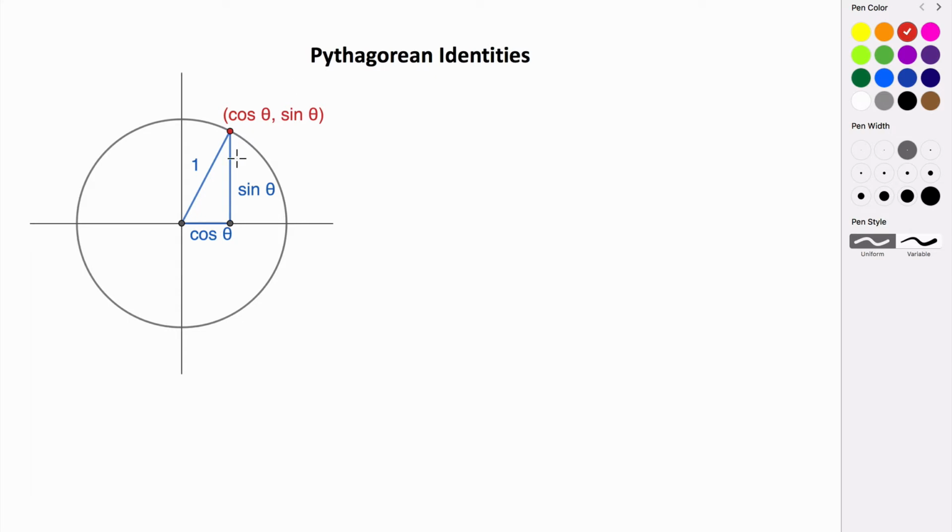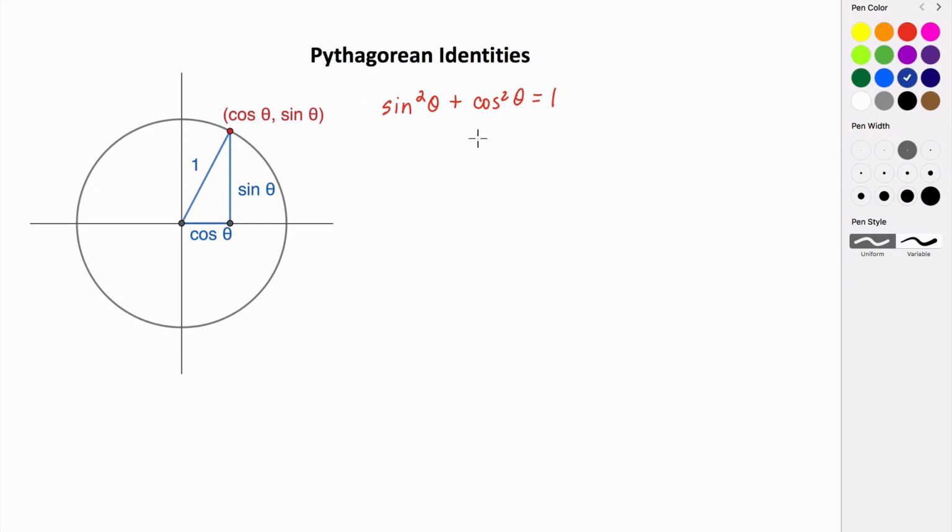So just as the name implies, the identities that we're going to establish are a result of using the Pythagorean theorem. So if we use the Pythagorean theorem for this right triangle, it will be sine squared theta plus cosine squared theta equals 1 squared, which is just 1. And this is the main Pythagorean identity that all Pythagorean identities are derived from. So let's take a look at how we can use this to derive the rest of our identities.